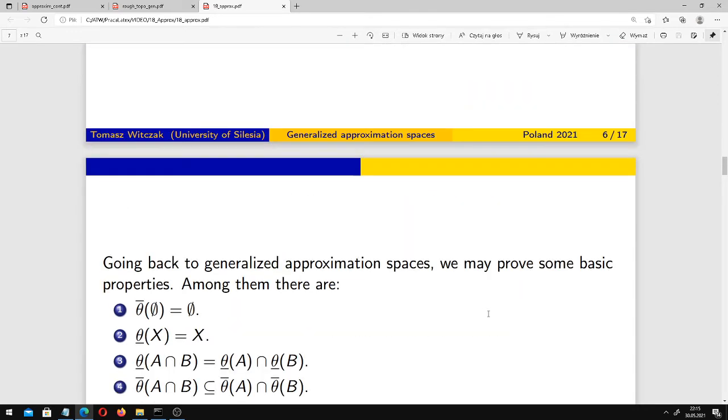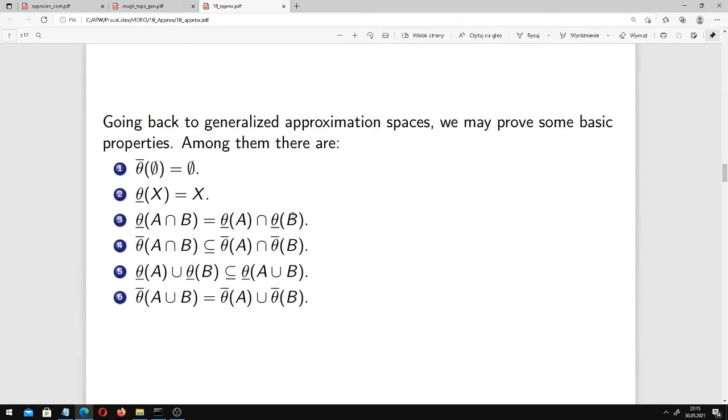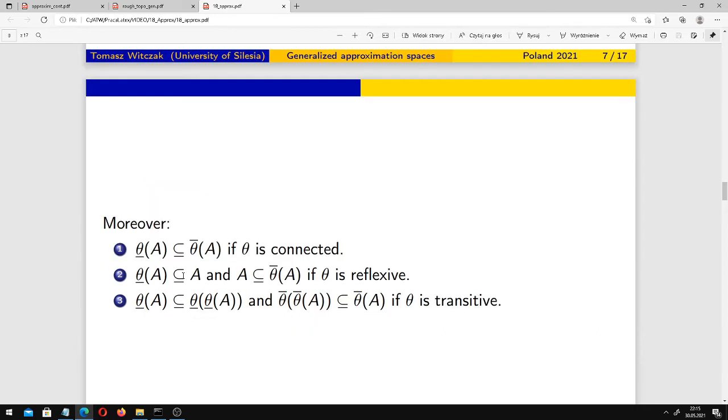Going back to generalized approximation spaces, we may prove some basic properties. Among them, there are all these properties and many others, of course, but we choose these six properties. As you can see, the lower approximation of the whole universe is identical with the whole universe. The upper approximation of the empty set is the empty set. And here are some relationships referring to the intersection and union of sets and their approximations. You may prove them, or you may find proofs in our bibliography.